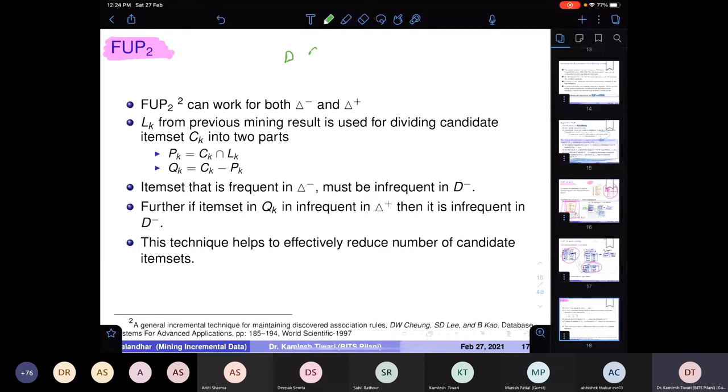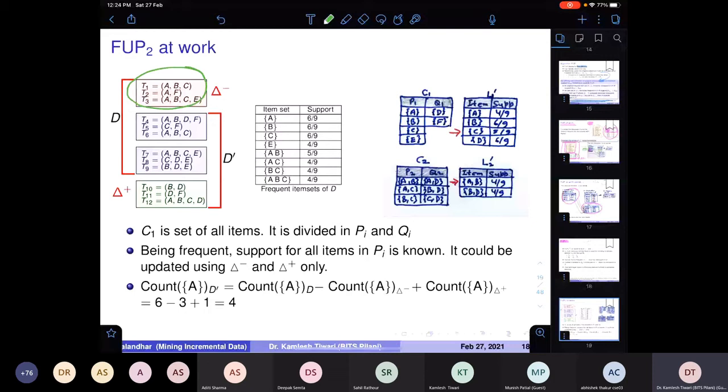So you see what is the support that has gone? For example, if you want to find out about a particular set, let me call it X. Suppose you have a set X, and you know the support of that particular X, and you know that delta minus is going out. So you find out the support of X in delta minus, and the support of X in delta plus, and you know the support in the complete database.